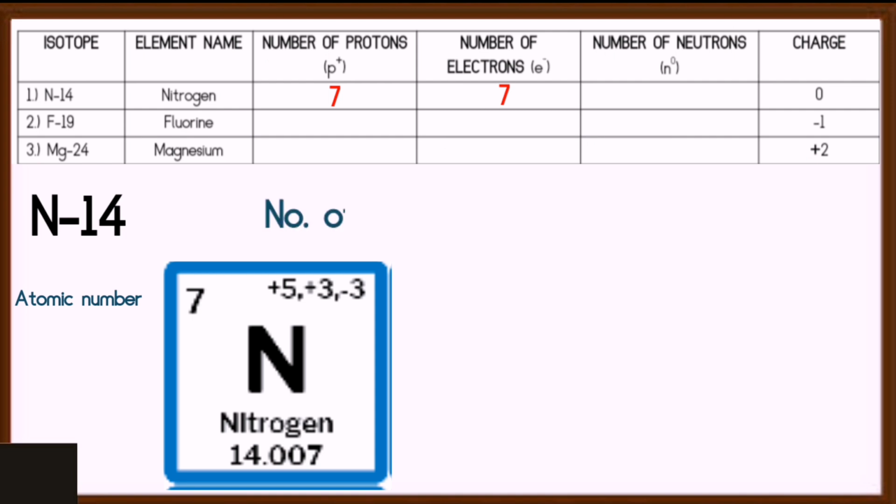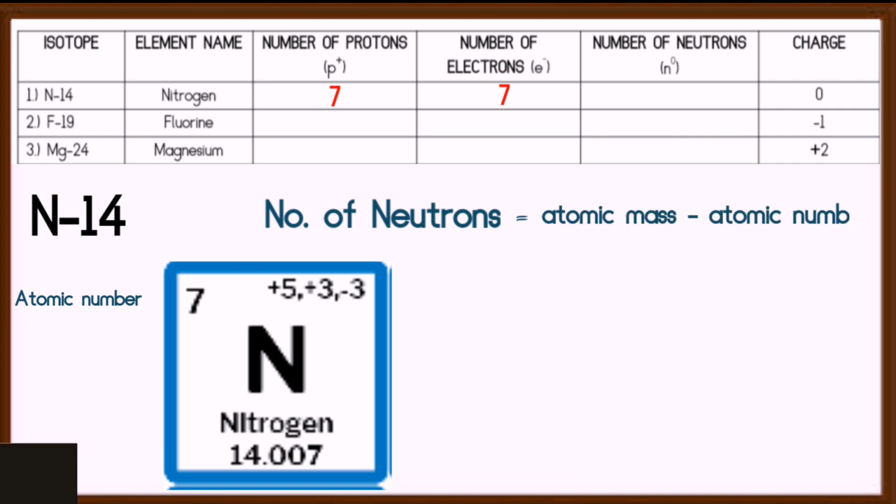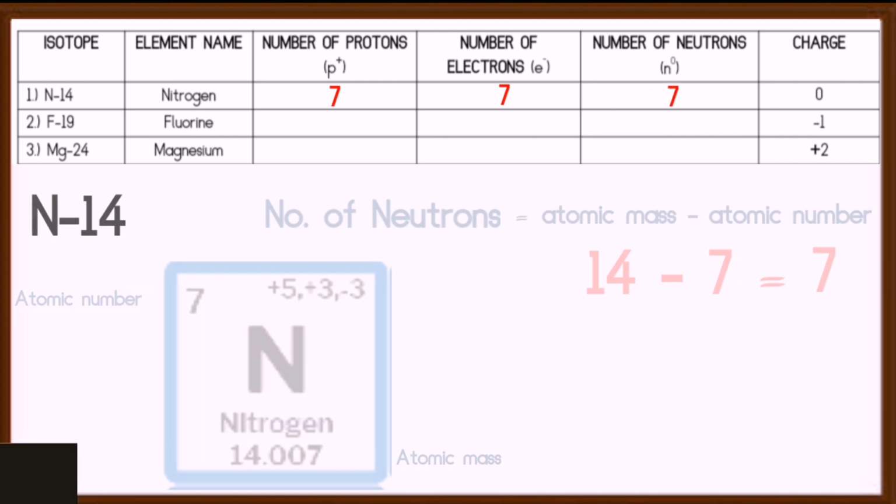For the number of neutrons, you are going to subtract the atomic number from the atomic mass. So the atomic mass of nitrogen is 14 minus the atomic number, which is 7. So the number of neutrons for nitrogen is 7.